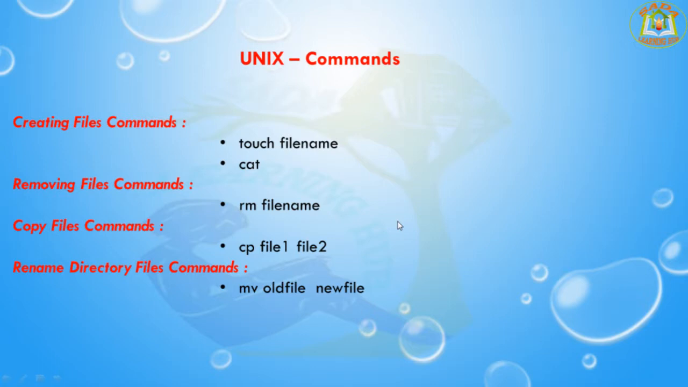First of all, I am going to discuss how to create a file. If you want to create a file in Unix, there are two commands. The first is the touch command, which is used to create a 0 byte file. The second is the cat command, which is used to create a file. These are the two commands to create a file. I can show how it is.